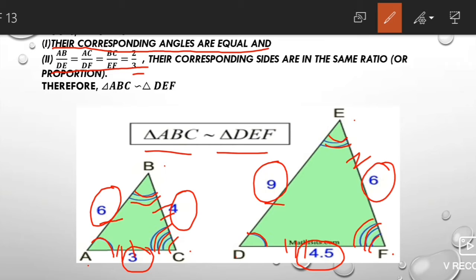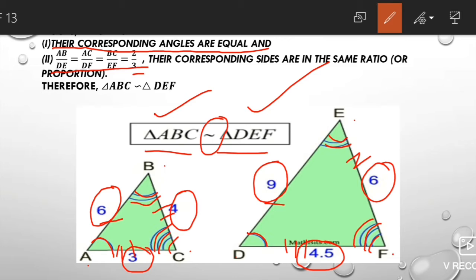So the two conditions are satisfied. Their corresponding angles are equal and the corresponding sides are in the same ratio. So you can say that triangle ABC is similar to triangle DEF. In this way you can check the similarity between two triangles.